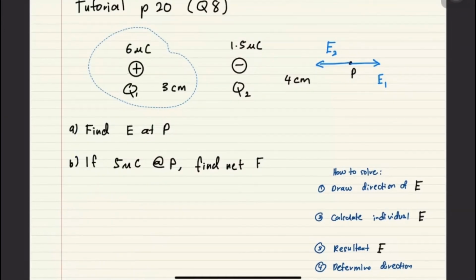Once you get this picture, it shouldn't be a problem. Once you have it at point P, there should be no problem. Just try to redraw it over here. This is point P, you have E1 and E2. Why redraw? Never mind.